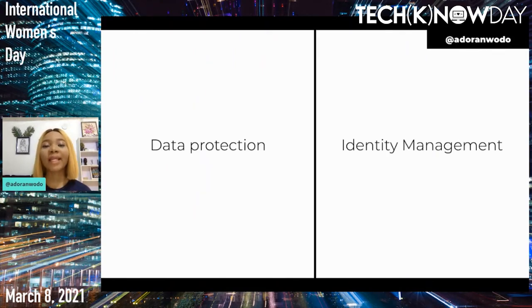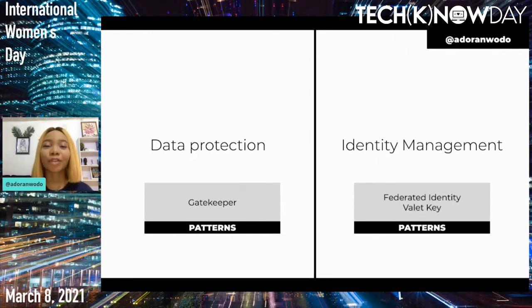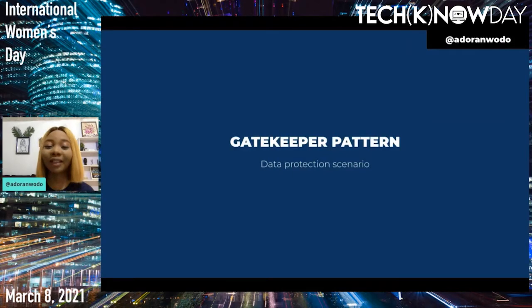And when I was getting this set up, I grouped these questions into different buckets. At the end of the day, there are two main buckets and three main architectures. There's the data protection bucket and there's the identity management bucket. The three architectures can be split into these two buckets. The data protection bucket has the Gatekeeper Pattern, which I will talk about in a bit, and the identity management bucket has the Federated Identity and Valet Pattern, respectively.